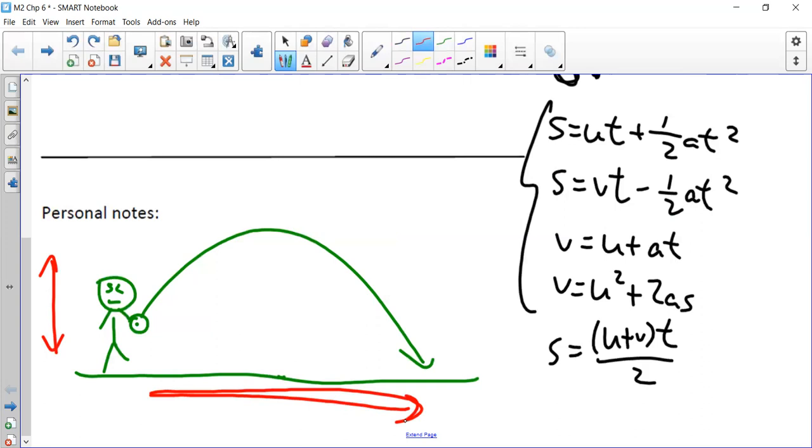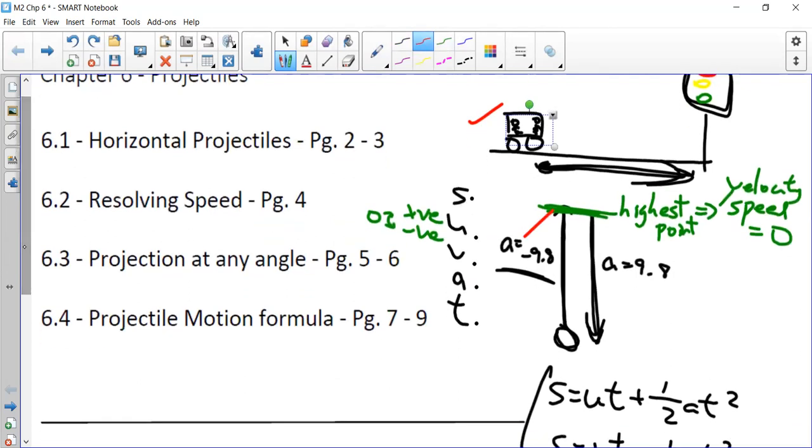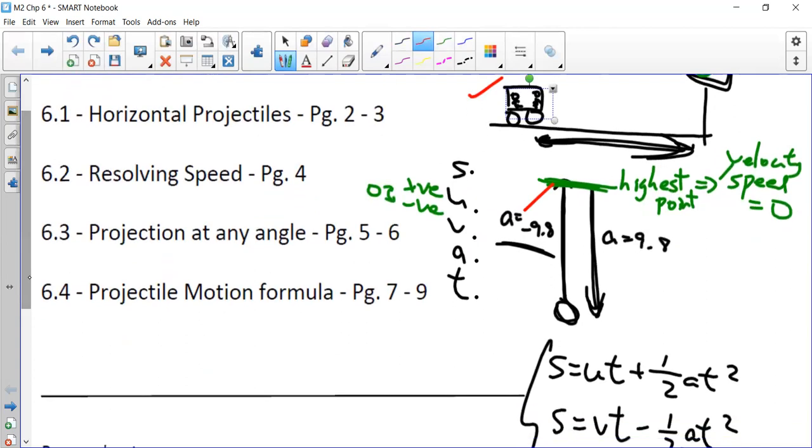And vertically, the ball starts from here, it climbs to the highest point, and then it comes back down. So isn't that what you've learned in Year 1? Because that's a combination of these two. So that's projectile. The main exam content for Chapter 6 will be on these two, 6.3 and 6.4. 6.1 and 6.2 are, I guess, the intro.